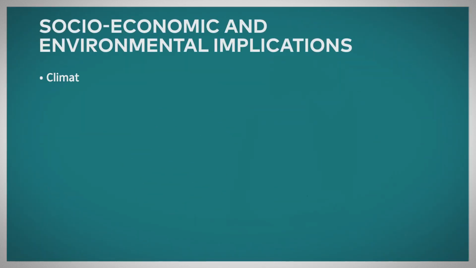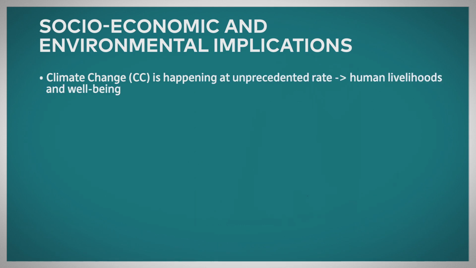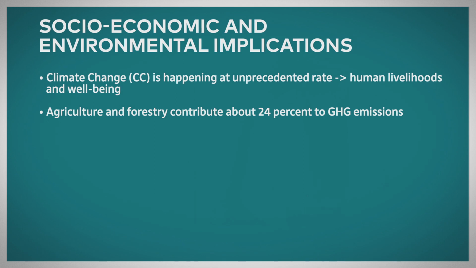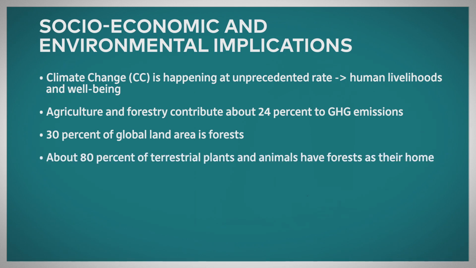So right now, we have been taught that agriculture and forestry alone contribute about a quarter, which is 24%, of greenhouse gas emissions into the environment. You've also been told that about 30% of global land is covered with forests, and 80% of terrestrial animals and plants have the forests as their homes. Unfortunately, the estimation is that 4,000 to 6,000 rainforest species, for example, are experiencing annual extinction.